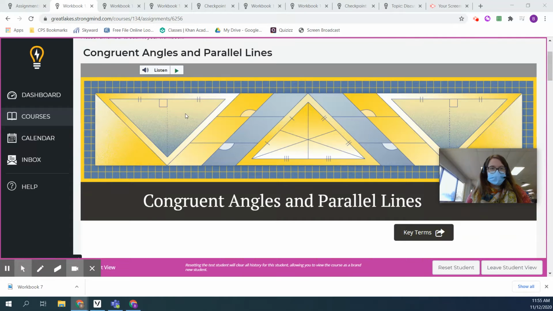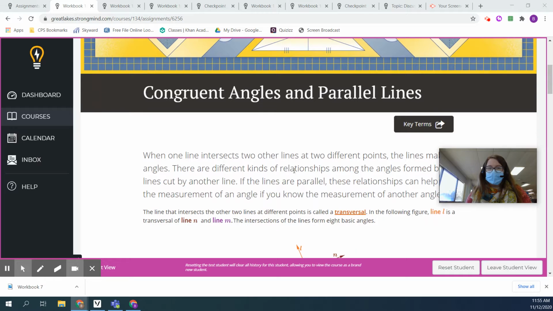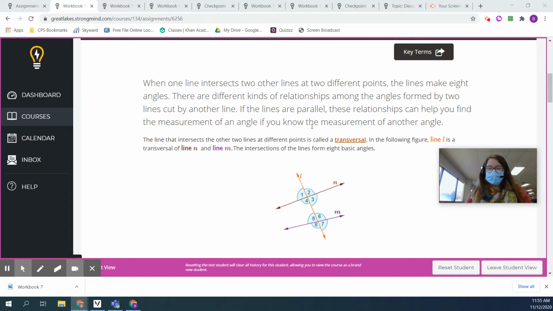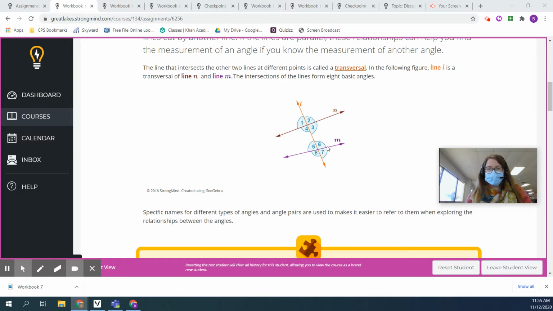Okay, this is 12.1, congruent angles and parallel lines. So basically what it's saying is that when you have two lines and they're cut by some line like that, it's called a transversal, then there are a bunch of relationships that are created. So these are the names for those relationships.